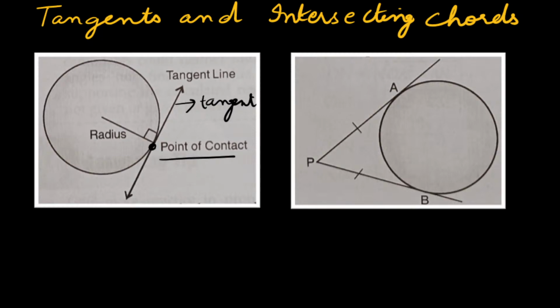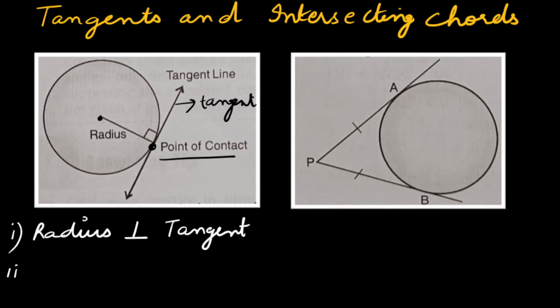Now a few properties. First one: if this is the radius of the circle, you have to remember that the radius and the tangent are perpendicular to each other. Radius is perpendicular to the tangent. You have to remember this property, as we will be using it many times while doing questions.